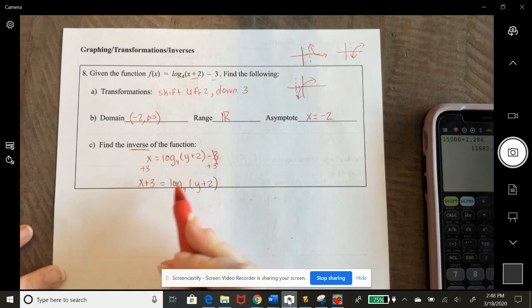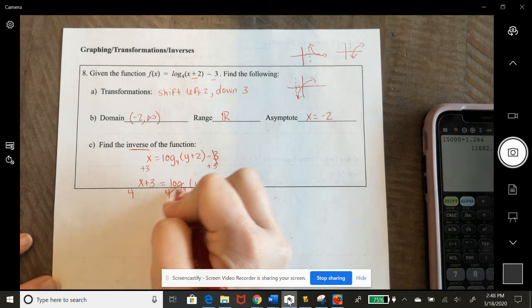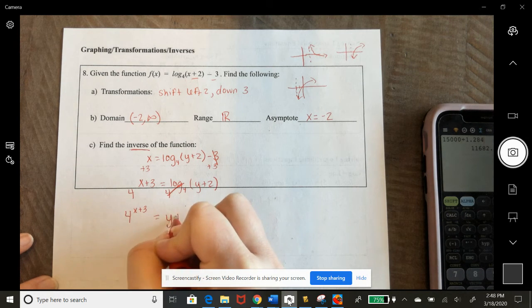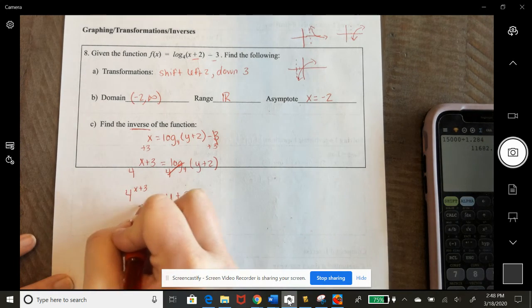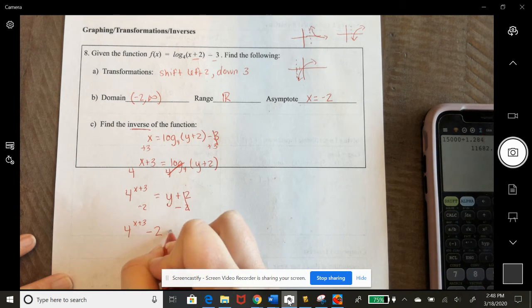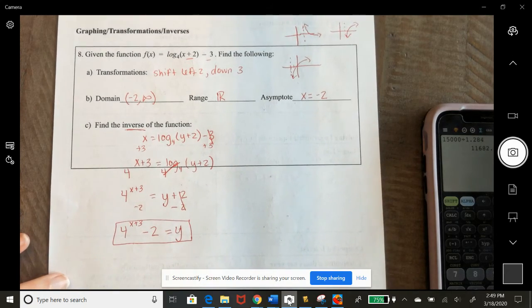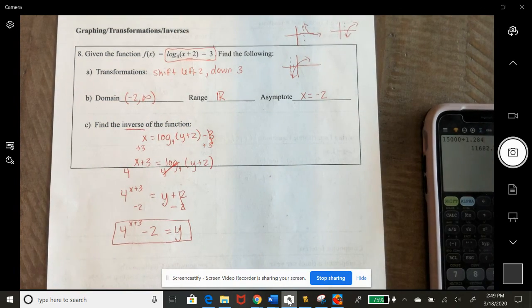Now we're going to have to get rid of this log. So use a base of 4 and do the exponentiating to cancel that out. So 4 raised to the x plus 3 equals y plus 2. And then last step, to get y by itself, subtract 2. So we get 4 raised to the x plus 3, minus 2 equals y, and that would be our inverse function. You could always take these and graph them on Desmos and make sure they're symmetric over the line y equals x. But this is a quick recap of all of that.